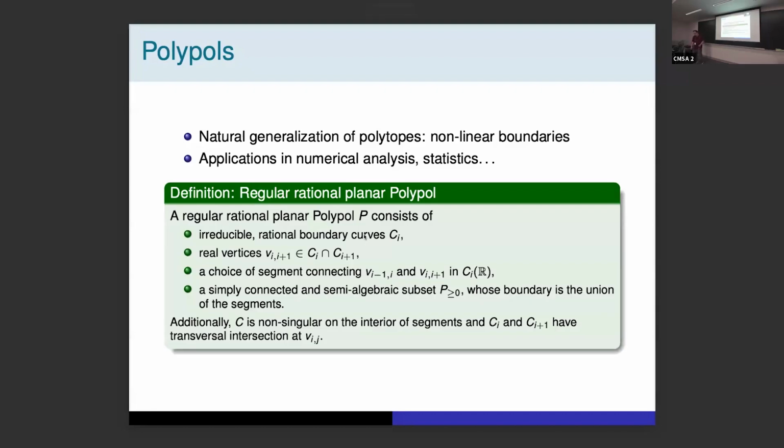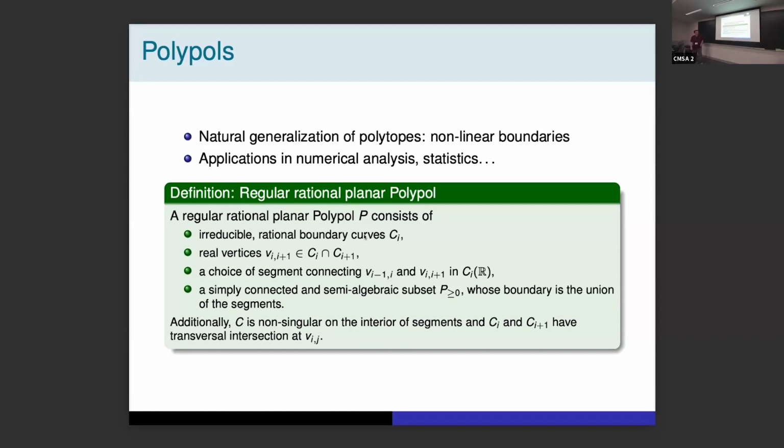Here I've given a definition of one particular subclass of those polypols. It's not really important what exactly the subclass is, but the point about this particular subclass is that for those, computing canonical forms works essentially exactly as for polytopes. There will be a unique adjoint, as in the residual arrangement has enough points, so that there's a unique curve of the correct degree, and then the canonical form will just be given as this quotient. Those are called regular rational planar polypols.